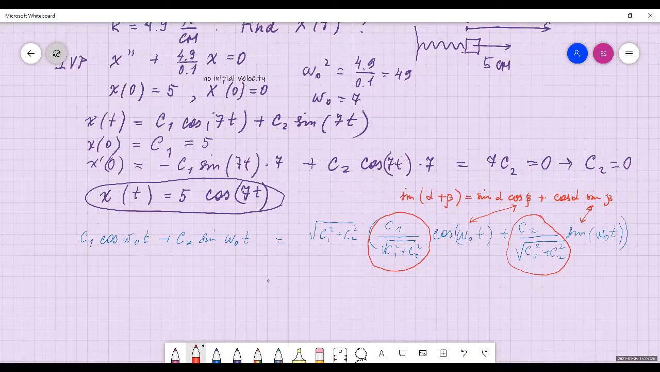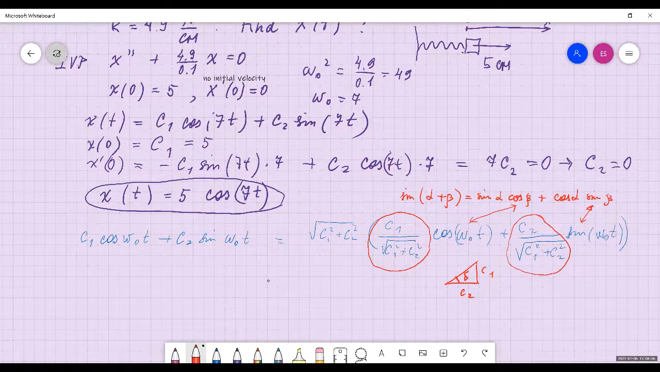Why? Just imagine that you have a right triangle with sides C1 and C2, and here I'm going to call this angle delta. No matter what the constants are, you can always build a triangle like this. Say the constants are 5 and 15: you measure 5 in this direction, 15 in this direction, and make a right triangle, right?